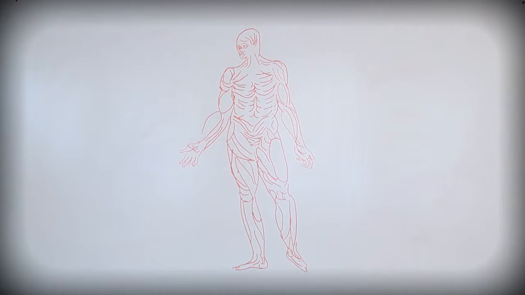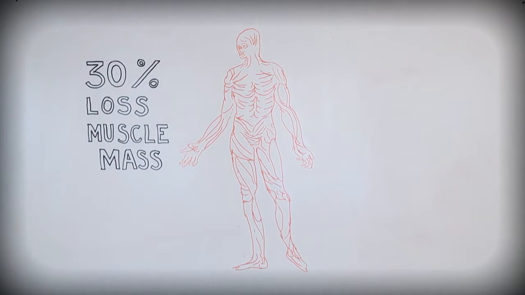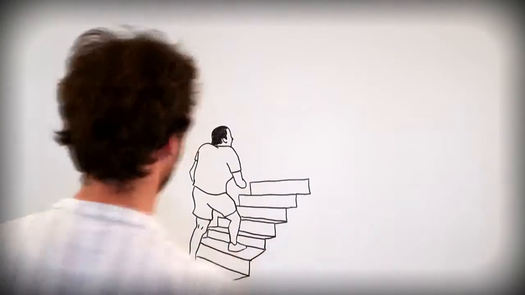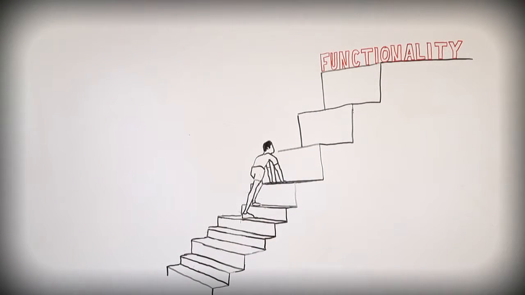With aging, people lose around 5% of their muscle every year from 25 to 60 years old, and this rate doubles after the age of 60. This loss of muscle mass represents around 30% between the ages of 30 to 60 years old and results in a decrease in quality of life, loss of functionality, and increased risk of anabolic decrease.